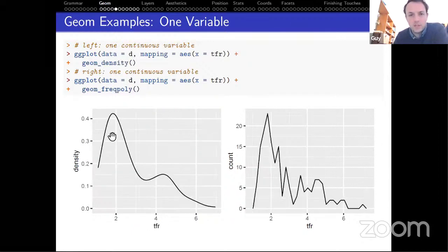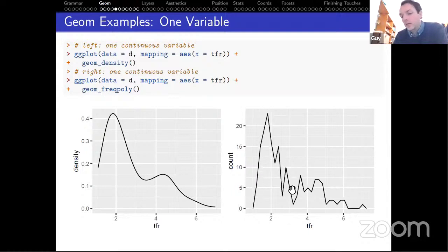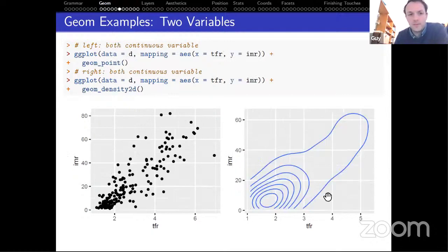On another example, this is with the TFR, just like the histogram data. So again, one variable, but this time it's continuous. So we're using geom density. It plots this smooth density line. Frequency poly creates this sort of line that's linking up the frequency of the TFR at each level. So it's sort of a less smooth version of the density plot.